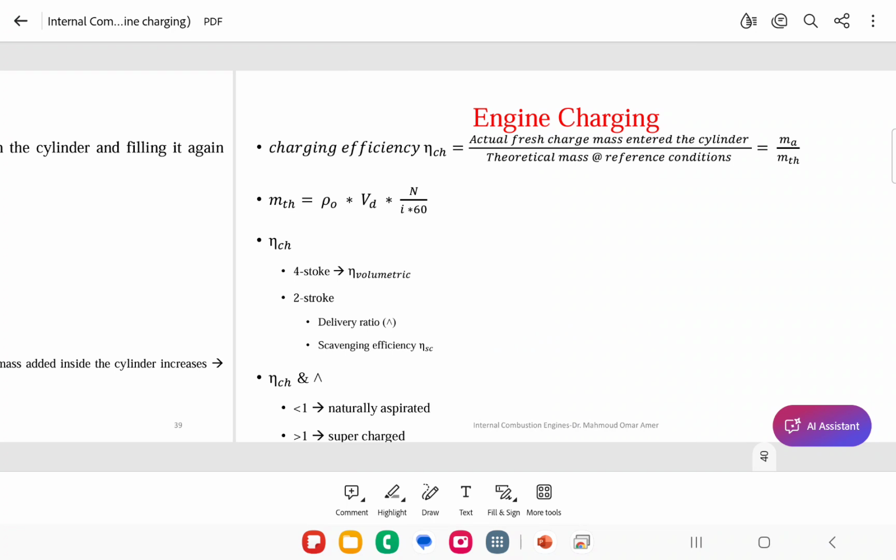No, it will be more than 1. Okay, so the charging efficiency and the delivery ratio, if you are looking at a naturally aspirated engine, they are less than 1. If you are using a supercharged or turbocharged engine, they will be higher than 1. Okay?